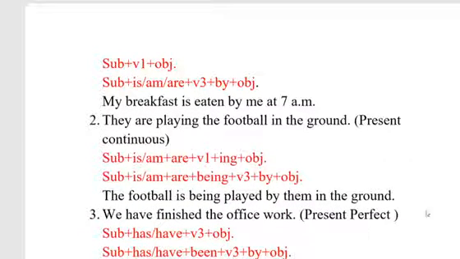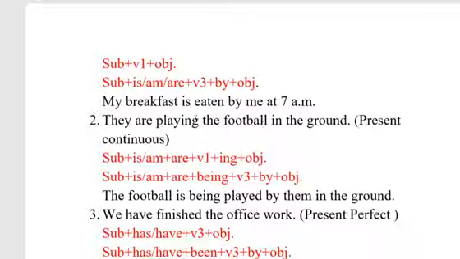grammar, and that is present continuous. In present continuous, one has to remember that the ing form is very important. Never forget to write down this ing form in continuous. The structure is subject plus am, is, are plus the first form of verb plus ing and then object. Like here in the sentence, they are playing the football in the ground.